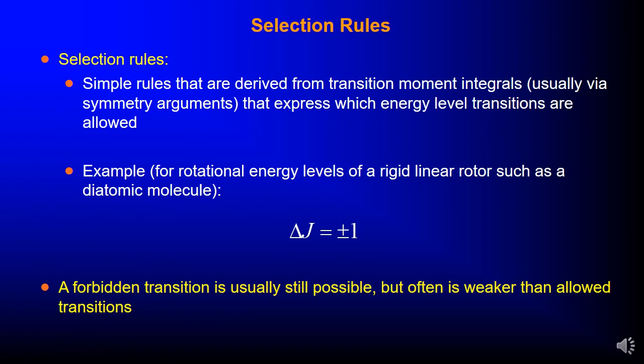Derived from transition moment integrals, usually via symmetry arguments that express which energy level transitions are allowed. Some of the energy level transitions are not allowed. For example, rotational energy levels of a rigid linear rotor, such as a diatomic molecule. A forbidden transition is usually still possible, but often is weaker than an allowed transition.